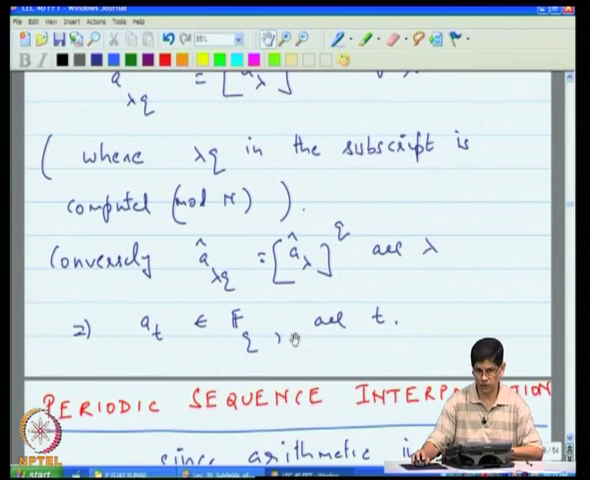But the converse is also true, namely that if I have a sequence whose transform satisfies this conjugacy constraint, then that sequence must actually be in the ground field.